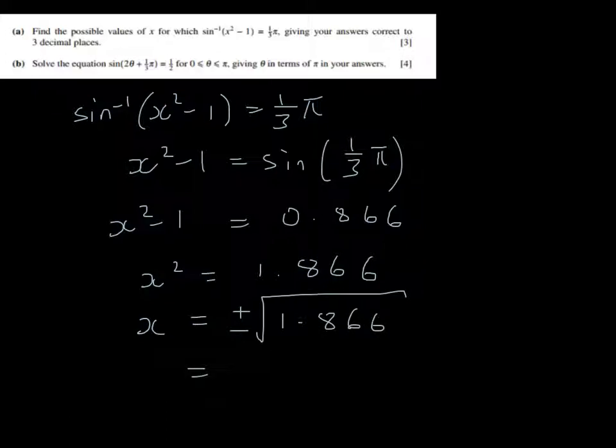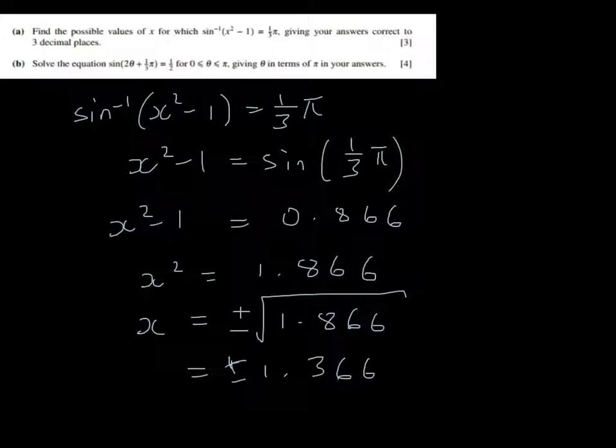In fact, actually, probably what I should have done is left that one in way more detail and not rounded too early, so I don't make my answer too inexact by rounding too early. Cool, so I'm going to get plus or minus 1.366 according to my calculator.